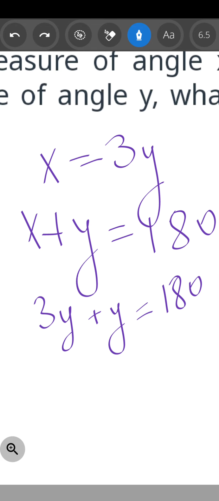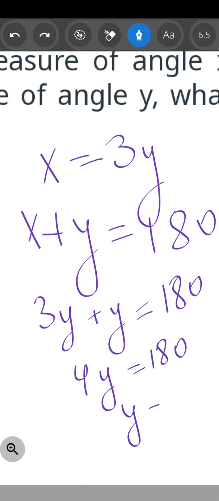And combining like terms, 4y is equal to 180. Divide both sides of this equation by 4. We'll get that y is equal to 45 degrees.